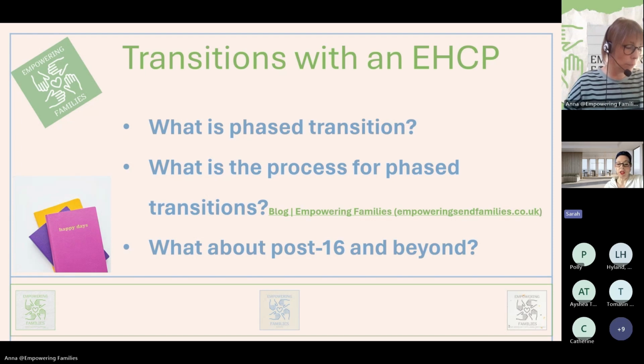Our blog on phase transition is really good, and it will give you more details about that. And that's on the website. There's a link on the slide there. So what do I need to think about for post 16 and beyond?